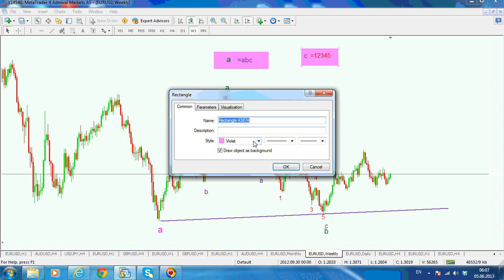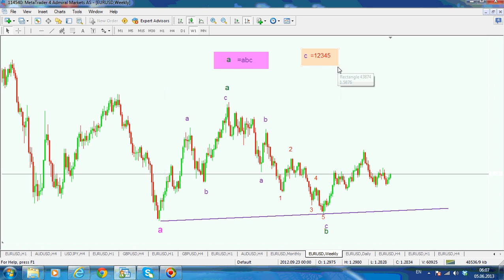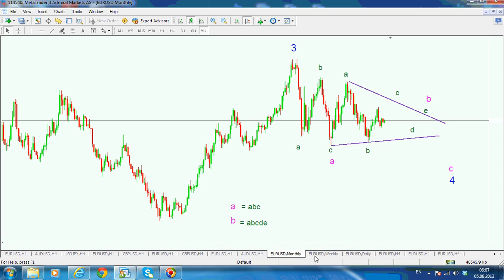Let me change the color a little bit in order to be as clear as possible. Now, of course, each wave of this degree is being formed out of different waves of different degrees. But anyway, we're starting from the monthly chart. Now here, on the monthly chart, if you try to look for smaller degree waves on this structure, it would be impossible to put all the numbers on the chart, because that would be extremely confusing.